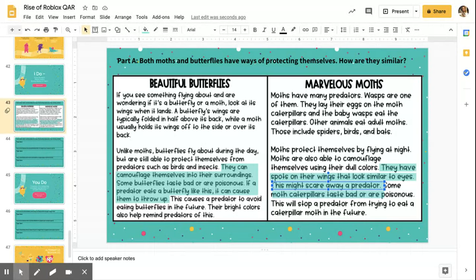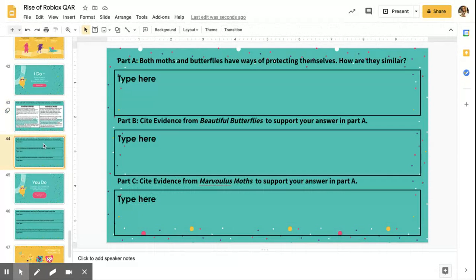This is what your open response format is going to look like. Okay, you're going to see three boxes. You're going to see them labeled Part A, Part B, and Part C. Part A, I'm just answering the question, okay? It says both moths and butterflies have a way of protecting themselves.